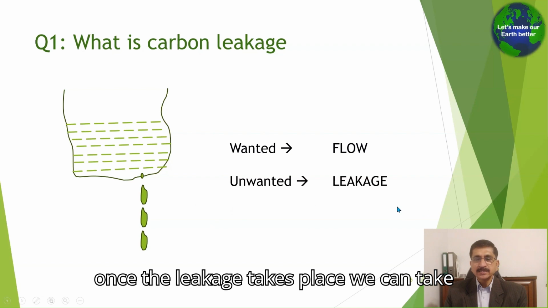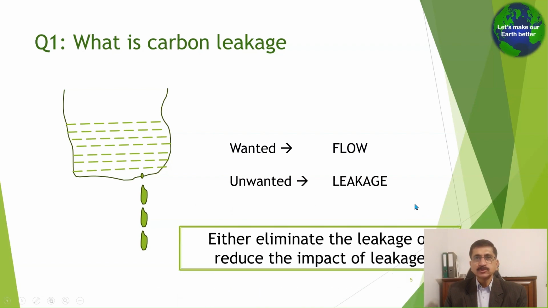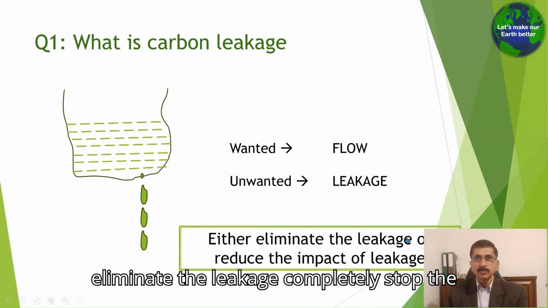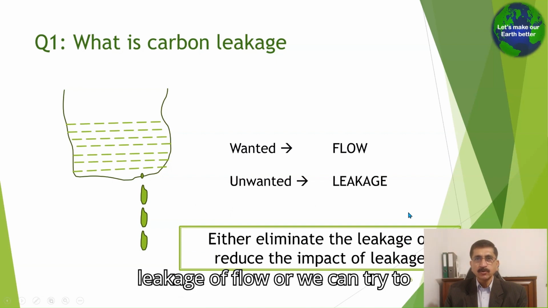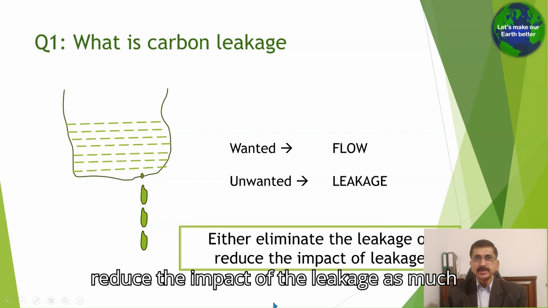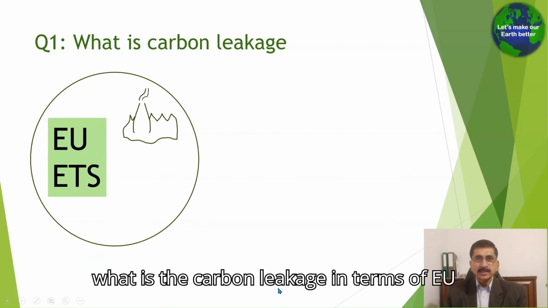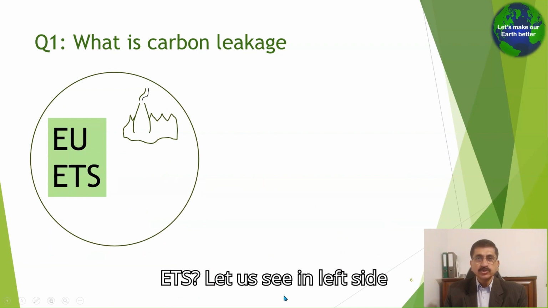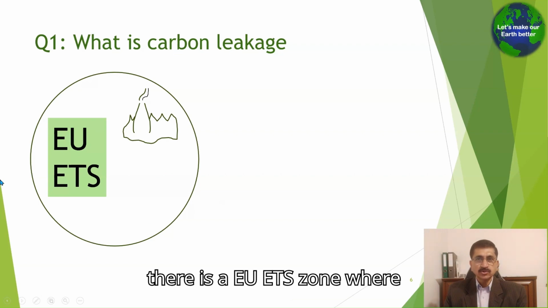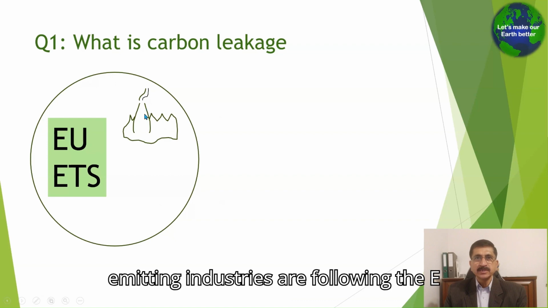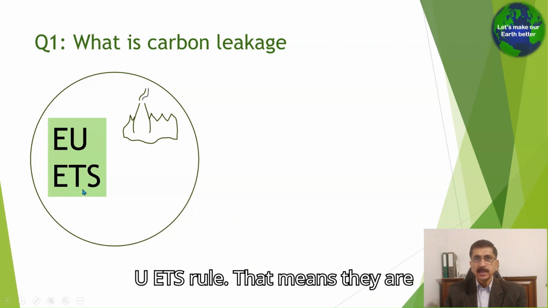Now once the leakage takes place, we can take two different actions. One is to eliminate the leakage, completely stop the leakage of flow, or we can try to reduce the impact of the leakage as much as possible. Now, what is the carbon leakage in terms of EU ETS? Let us see, on the left side there is an EU ETS zone where all the emitting industries are following the EU ETS rule.